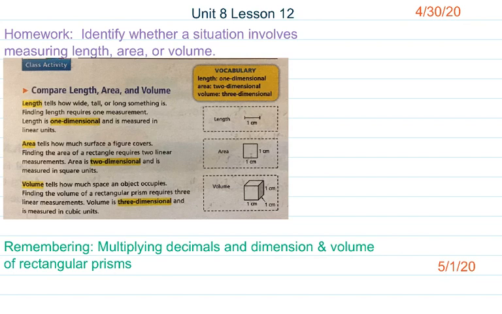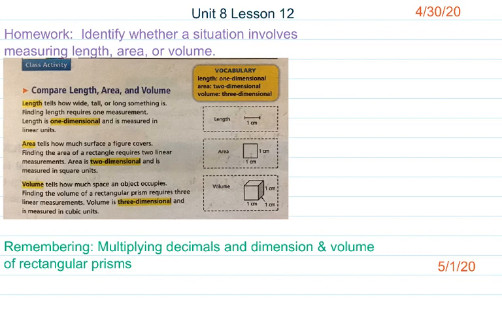The last one is volume, and we've been working a lot with that. Volume tells how much space an object occupies, and an example of that would be a swimming pool. So how much water is in a swimming pool. That would be a real life application that you would be able to reference.